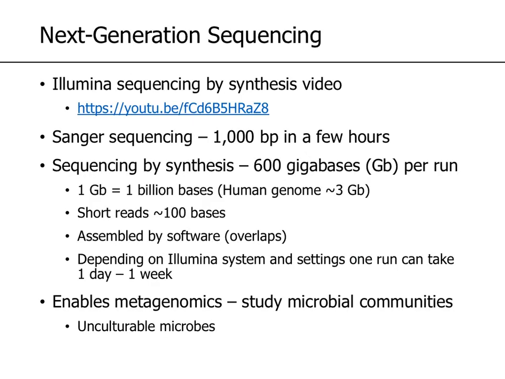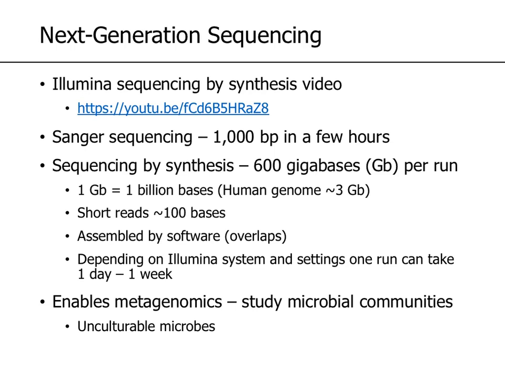So the limit to Sanger sequencing was that you could only sequence about 1,000 base pairs at a time, and even that reaction itself would take a few hours. The next big thing, which people have been working on for several years now, is what's called next generation sequencing. The biggest, most well-known company is Illumina, and they do what is called sequencing by synthesis. I put the link for the Illumina video on there. It is a very complicated process. I do not expect you to understand it.